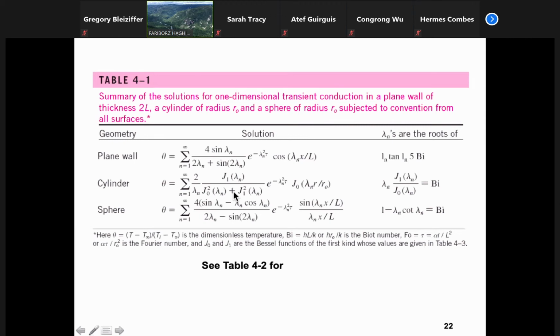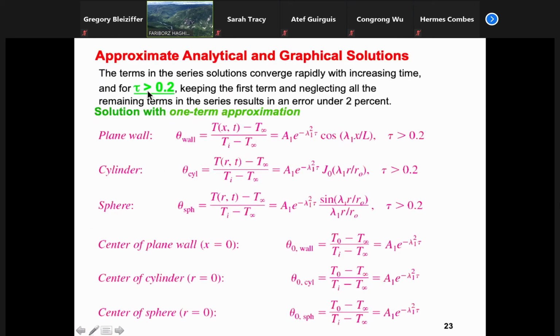Then when we did the calculation, they found that if the Fourier number is more than 0.2, I can be relaxed and use this equation. This equation has only one term, A1, lambda 1, and the Bessel function. These values are given to you in the table, 4.2 and so on. Therefore, we can use this one-term equation only if the Fourier number is more than 0.2, okay? Therefore, let's go back.